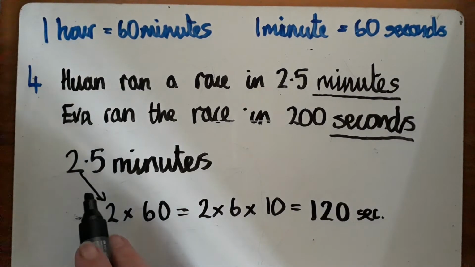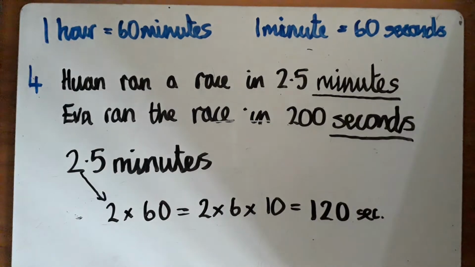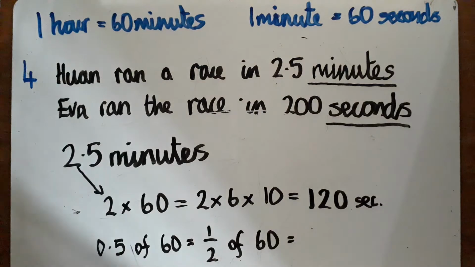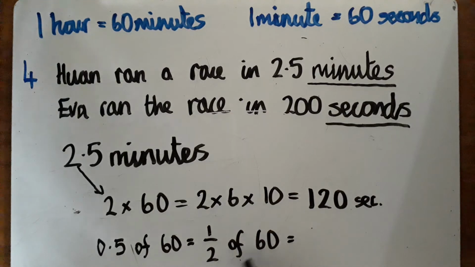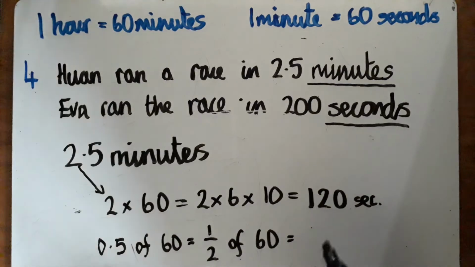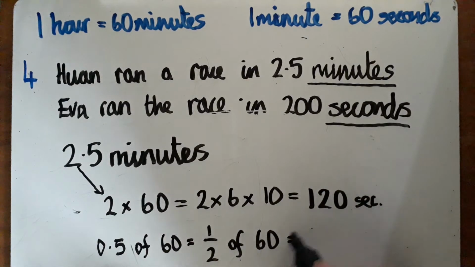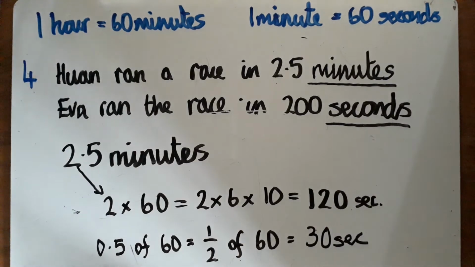And then we need to work out the 0.5. So we're looking at 0.5 of 60. Sounds really horrible as a decimal, but we know that is the same as half of 60. I'm straight away thinking, well, half of 6 is 3. And then because it's half of 60, I know I've got to move it one place value up. So half of 60 is 30. And that gives me 30 seconds.